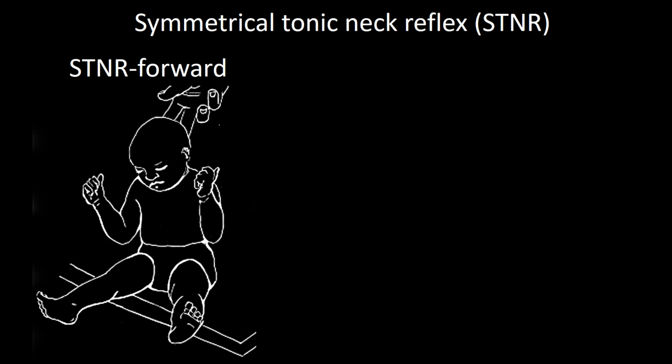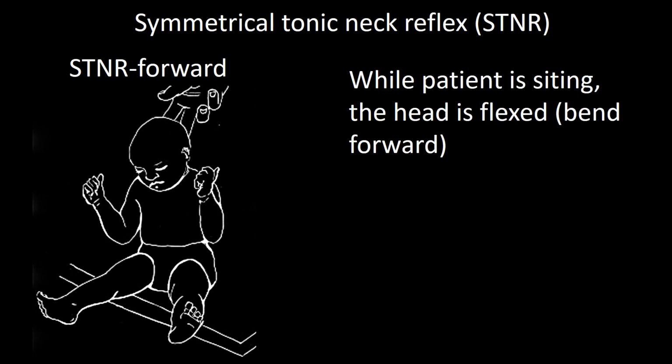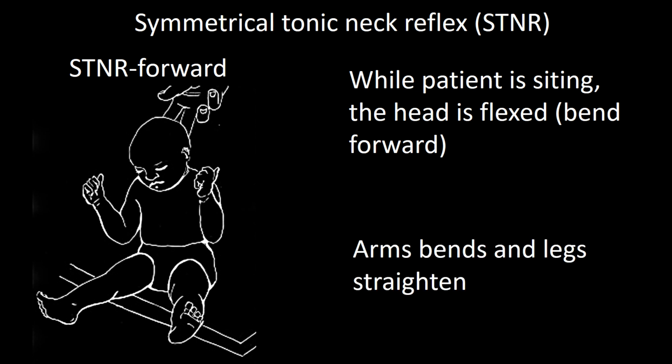talk about them. Number 1, the symmetric tonic neck reflex. The integrity of this reflex is assessed by using 2 maneuvers, the forward and the backward maneuvers. The forward maneuver is performed with the patient sitting with or without support. The maneuver consists of flexing the neck. Such maneuver elicits arm bending and leg straightening.